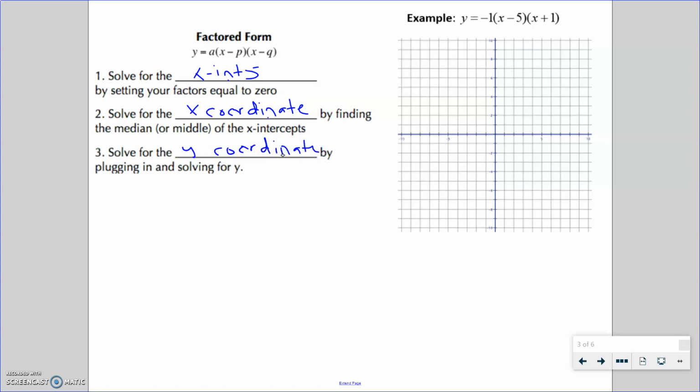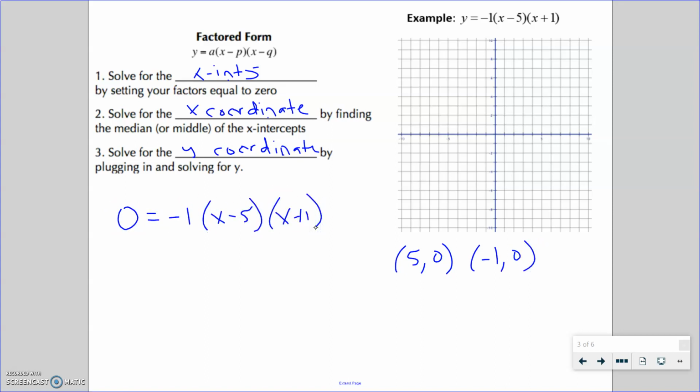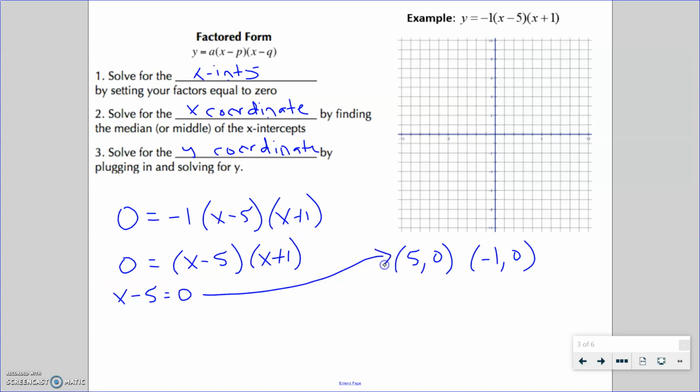So here's what I mean by that. Here's our example up here at the top. So my x-intercepts are going to be 5, 0, and -1, 0. Remember the way we did that is an x-intercept is you're plugging in 0 for y. And then it's kind of like you're dividing both sides by -1. Well, 0 divided by -1 is just 0. And then what we did was we set each parenthesis equal to 0. So x minus 5 equals 0, and that's where we got +5. X plus 1 equals 0. That's where we got -1.